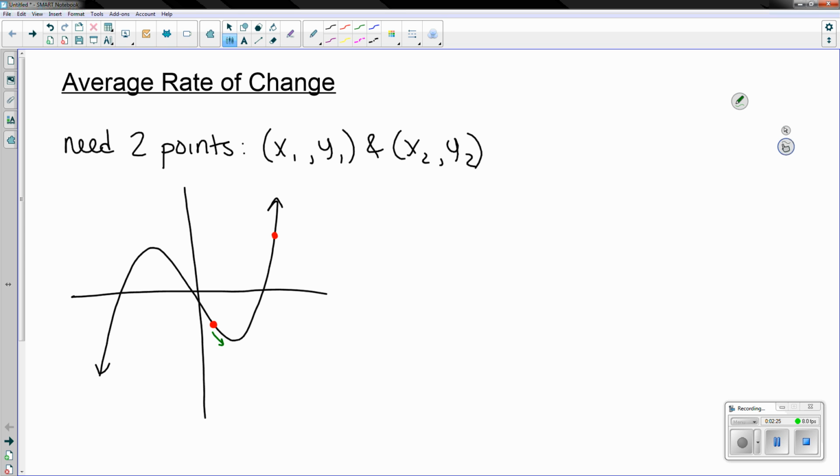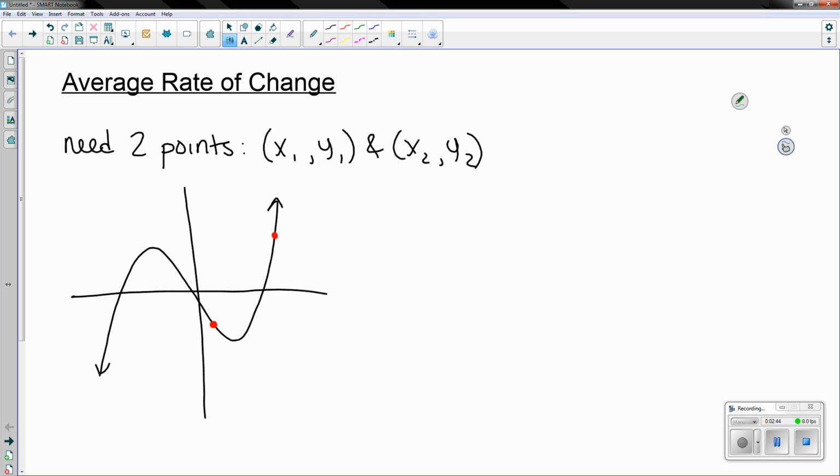Then it bottoms out, so it's going to have no rate of change. It stays in one position, and then it changes to an increasing function for the rest of the time, so it's going to have a positive rate of change there. So the point is that the rate of change is not constant when we have curvature in our functions.